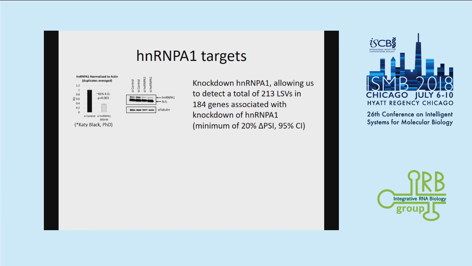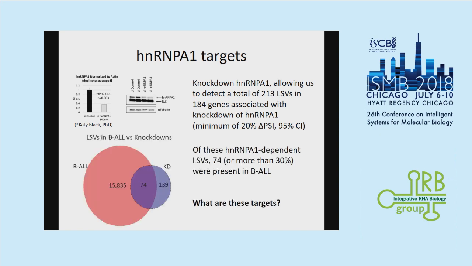And we were able to find 213 differential LSVs. So then when we overlapped it with our events in ALL, we found that one third of these LSVs were also LSVs that were misspliced in ALL. And so we were able to define HNRPA1-dependent LSVs.